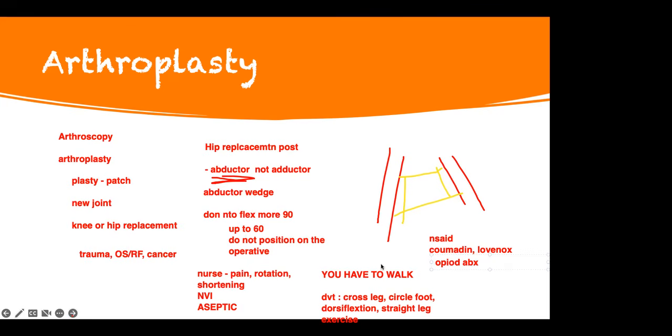You should not turn them on that side either. Okay, so abductor wedge, you should avoid what? Adduction and flexion. I got to say it again. Adduction and flexion. That's the key. Flexion of the hip and adduction, bringing the two legs together. We want them to be abducted away from each other. Yeah, you can use a pillow. If you don't have the wedge, use the pillow. It's fine.